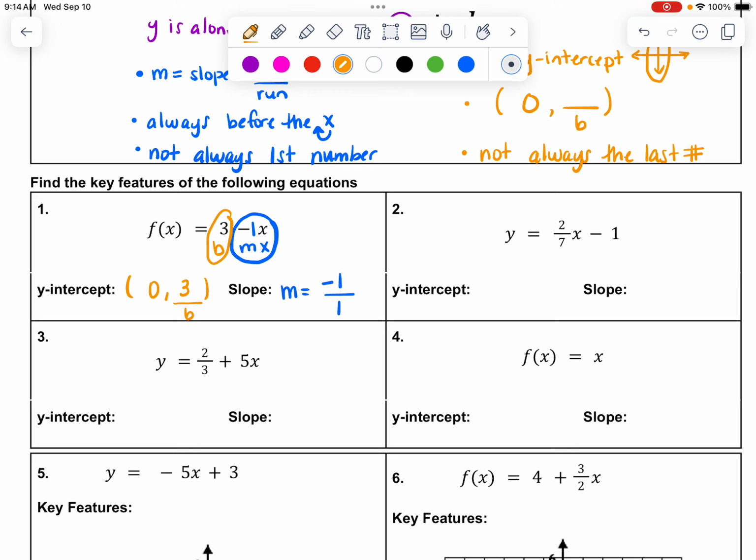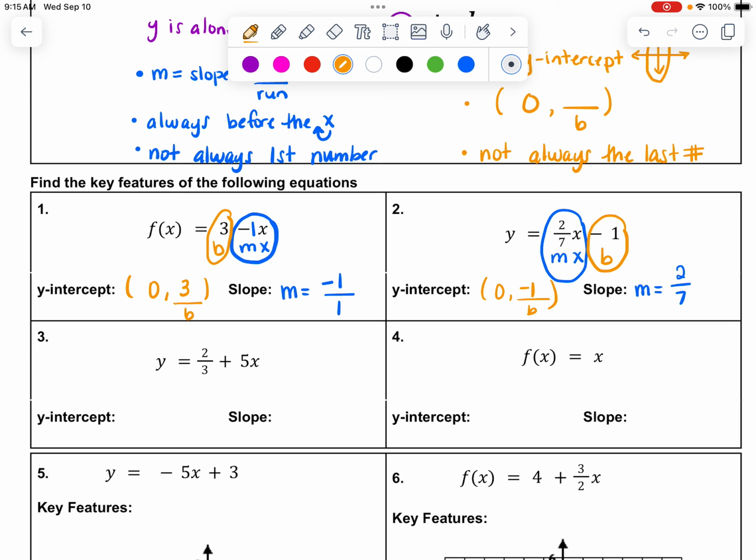Let's try that again. In the next equation, I'm going to start by looking for the slope. So I'm going to find the x, and in my brain, I'm going to go mx. Now that happens to be the first term of this equation, and the m would be 2/7. Then I'm going to look for the b. The b is the other number that doesn't have an x. So I'm going to write 0, comma, whatever the b was, which in this problem was -1.